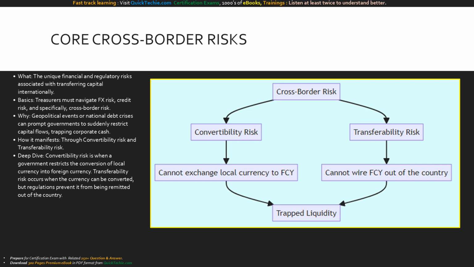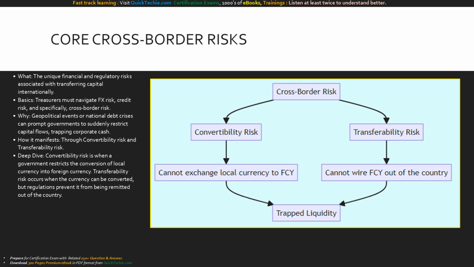Moving to Slide 2, we examine the what and why of core cross-border risks. What are they? They are the severe uncertainties a firm faces when operating internationally. The basics include standard foreign exchange and credit risks. But why is cross-border risk uniquely dangerous? Because a sudden geopolitical event or a national debt crisis can cause a sovereign government to freeze capital flows, immediately trapping your company's cash. How does this happen? Primarily through two distinct mechanisms, convertibility risk and transferability risk.